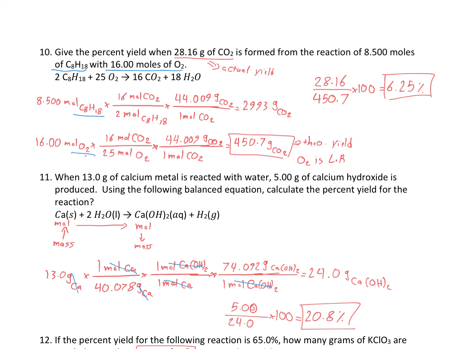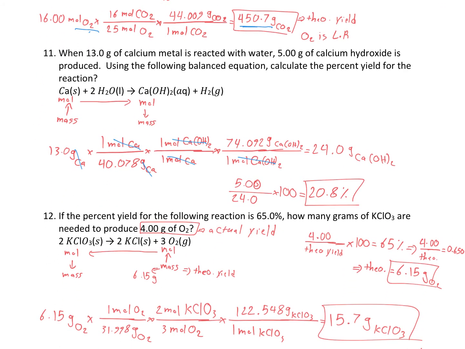8.5 moles of C8H18 gives me 2,993 grams. So the one which gives you less product is the limiting reagent, and the mass from the limiting reagent is the theoretical yield. Okay, so oxygen is the limiting reagent, and this 450.7 grams of CO2 is the theoretical yield. To find the percent yield, the actual, which is taken from here, divided by the theoretical times 100, that's 28.6 divided by 450.7 times 100, which is 6.25%.